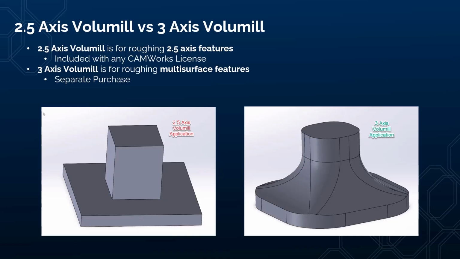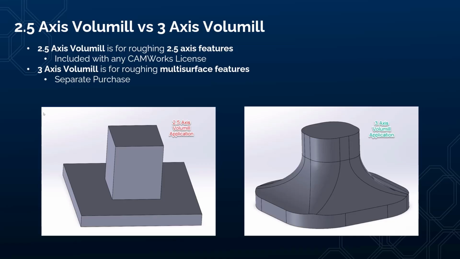In CAMWorks, there are two types of volume mill. One is for roughing out 2.5 axis milling features. This comes included with SOLIDWORKS CAM Professional or any of the CAMWorks licenses. Then there is 3 axis volume mill, which is for roughing out multi-surface features like the one you see in the image on the right.